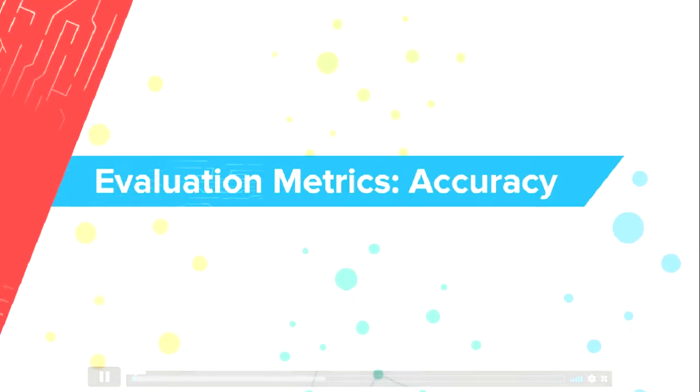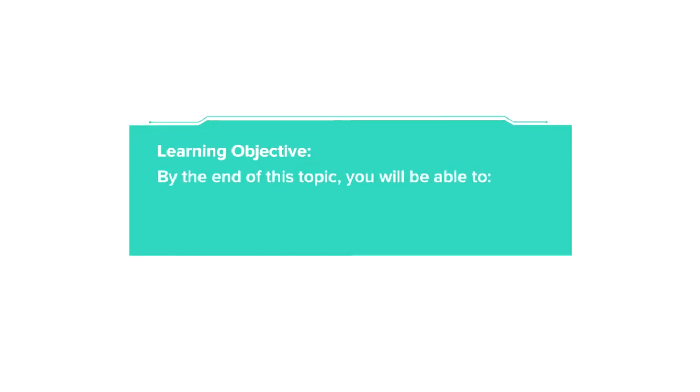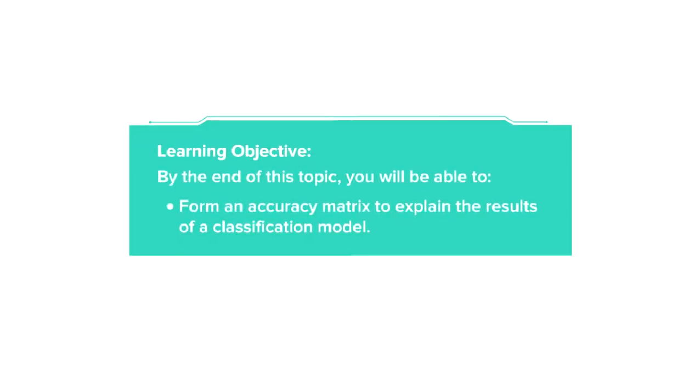Hi, let's continue our discussion on evaluation metrics. By the end of this topic, you will be able to form an accuracy matrix to explain the results of a classification model. Let's start with the simplest and the most widely used among these, which is accuracy.